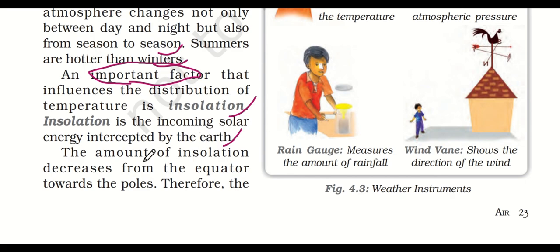The amount of insolation decreases from the equator towards the poles. Insolation means incoming solar energy intercepted by the earth. Let us highlight that. The amount of insolation decreases from the equator towards the poles.